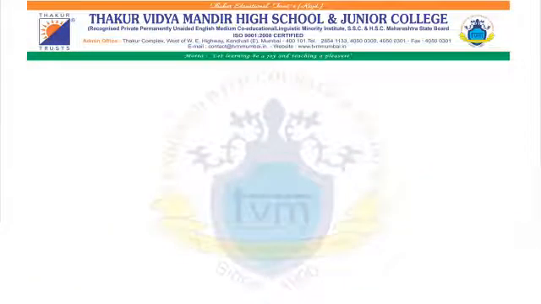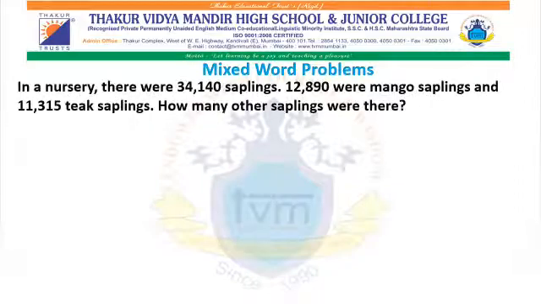Let us solve one mixed word problem. In a nursery, there were 34,140 saplings. 12,890 were mango saplings and 11,350 teak saplings. How many other saplings were there?